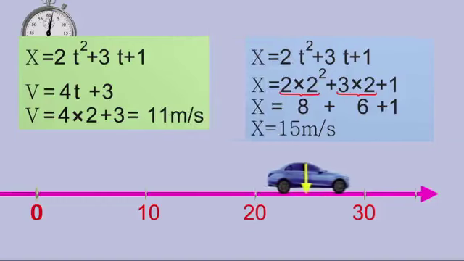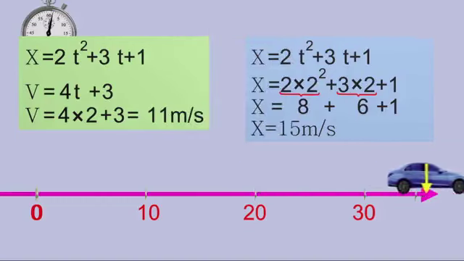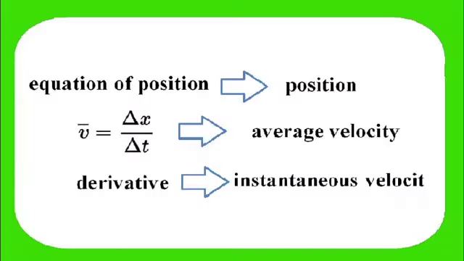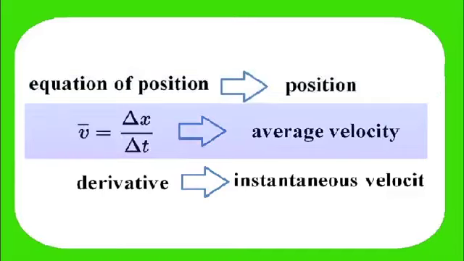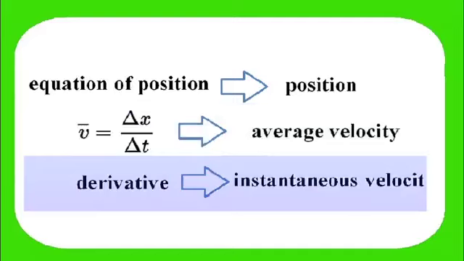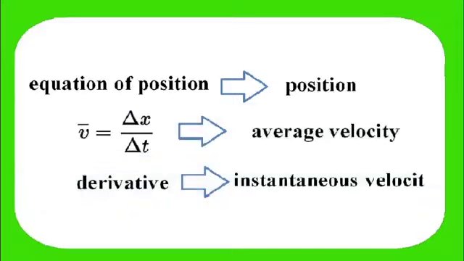You can see that by having the equation of position, we can get a lot of information. 1. By substituting an arbitrary number instead of t, the location of the moving object can be calculated at any time. 2. Calculate the average velocity at any time interval using the following formula. 3. With the help of the derivative, the velocity can be calculated at any moment.